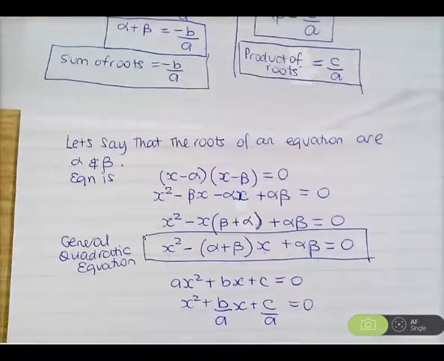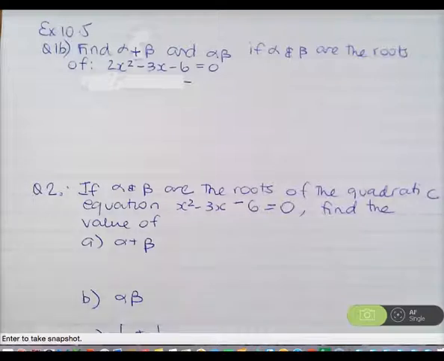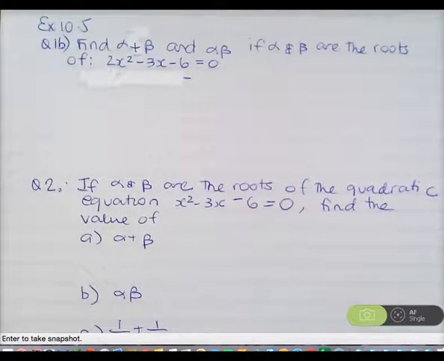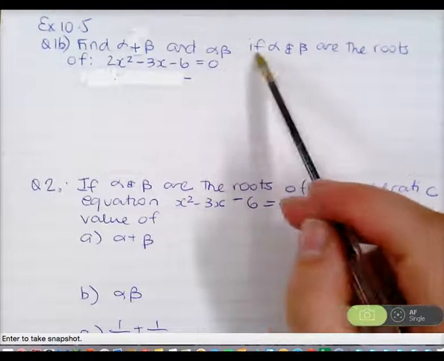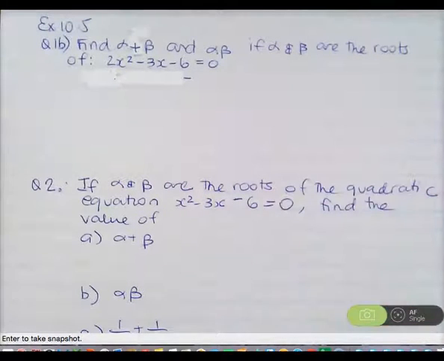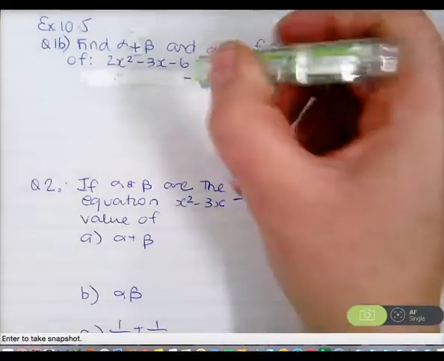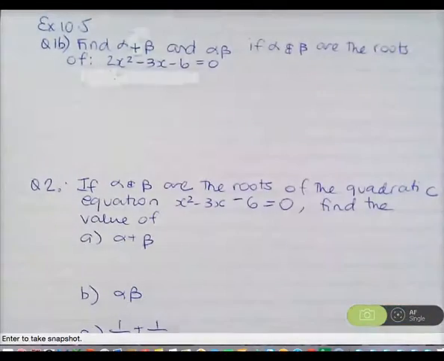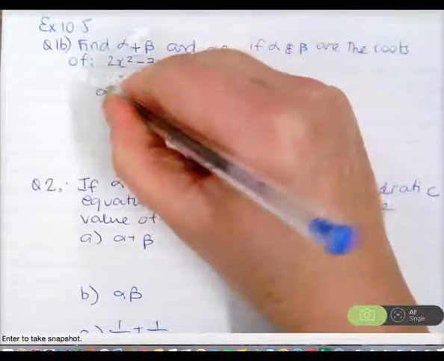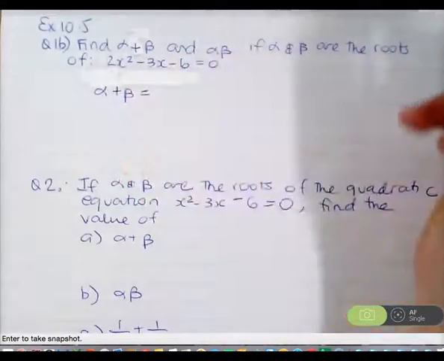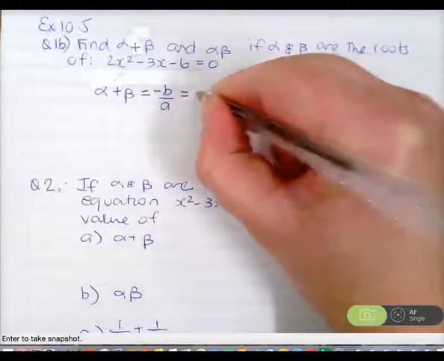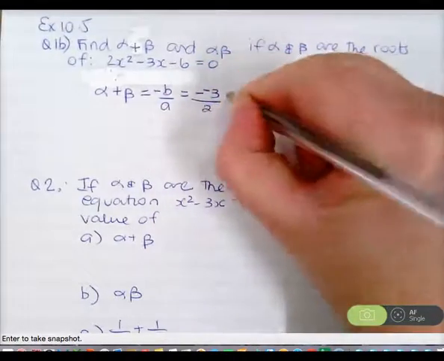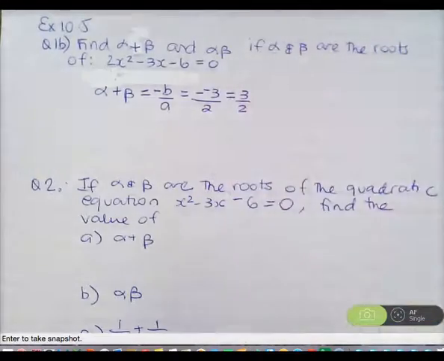All right, now we're going to do some examples. So the first one is exercise 10.5, question 1b. And that question is to find alpha plus beta and alpha times beta if alpha and beta are the roots of that equation, which is 2x squared minus 3x minus 6 equals 0. So let's write down the definition of alpha plus beta. Alpha plus beta is sum of roots, which is minus b on a, which happens to be minus negative 3 over 2, which equals 3 over 2.